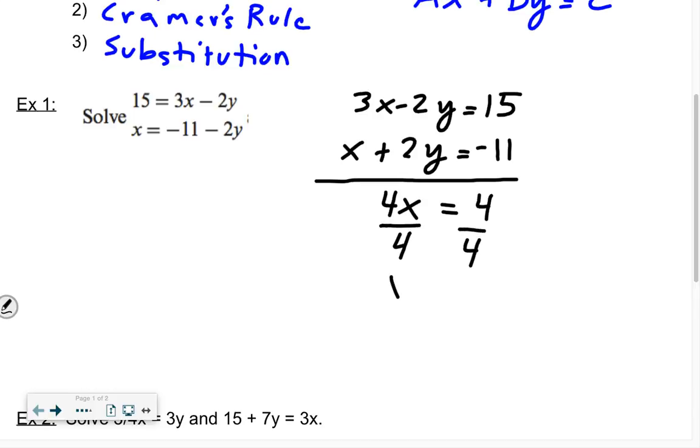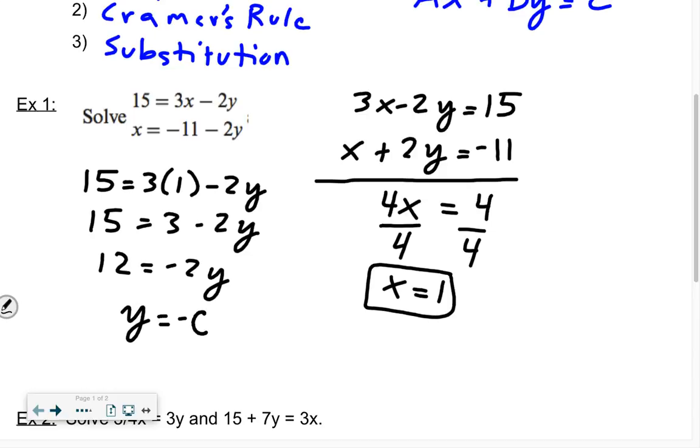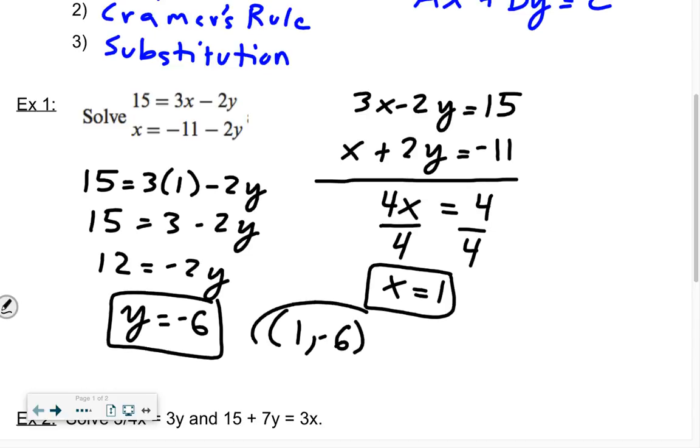Divide by 4. x is equal to 1. And again, we have to plug it back in to solve for y. I would go back to one of these. It doesn't matter. 15 is equal to 3 times 1 minus 2y. Subtract 3. Or again, the ordered pair. There it is.